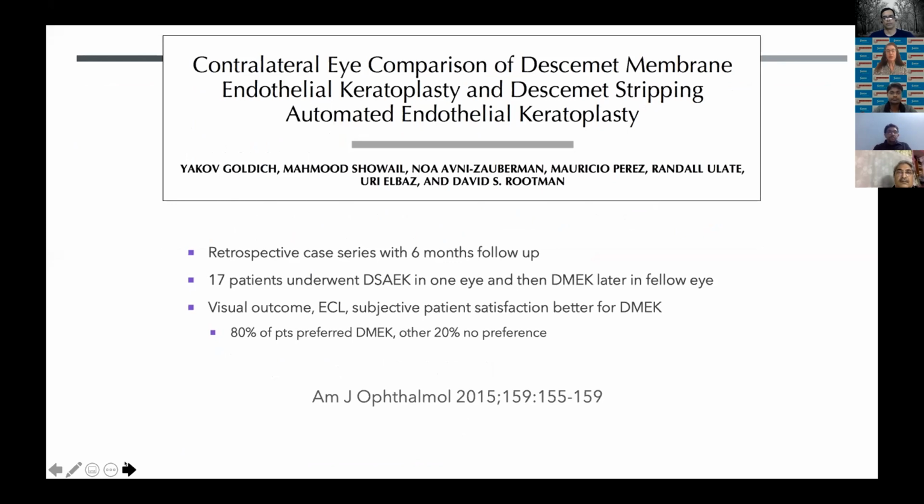Another article here, AJO. These are some older articles, of course, looking at retrospective cases. This one I liked because it looked at patients who had DSEK in one eye and DMEK later in the fellow eye, and looked at patient satisfaction. Again, satisfaction was definitely better for the DMEK. Why? Because they had a quicker vision recovery, and you're going to get your vision of 6/6 a lot sooner.